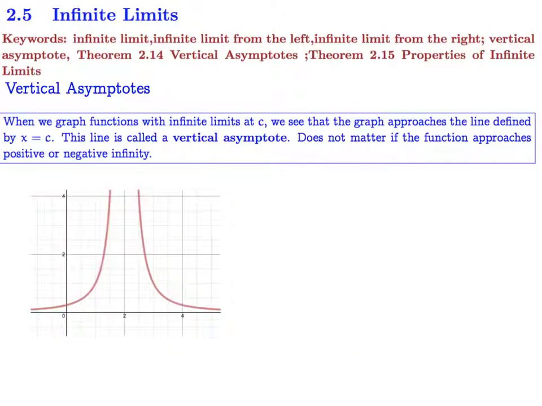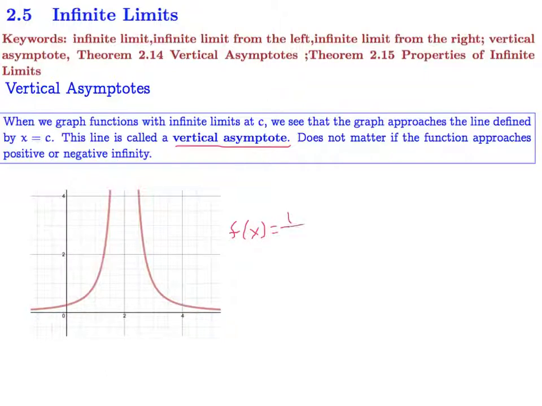So we're going to call this line that our graph gets close to but never hits a vertical asymptote. Our technical definition: when we graph functions with infinite limits at c, and we see that the graph approaches a line defined by x equals c, this line is called a vertical asymptote. So it's very important: it's not an asymptote, it's a vertical asymptote, okay?